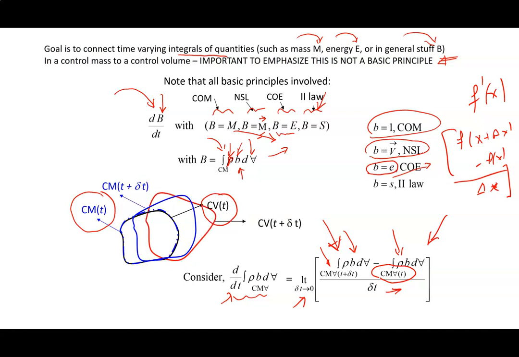Now let's imagine that at this new time, the control volume and the control mass, which are originally coincident, may occupy different regions in space. The control volume could have a different region right here, and I'm labeling that as the control volume at t plus delta t. So our goal in this situation is to connect the time-varying integrals of quantities such as mass, momentum, energy, etc. inside a control mass and relate that to the time derivative with respect to a control volume.